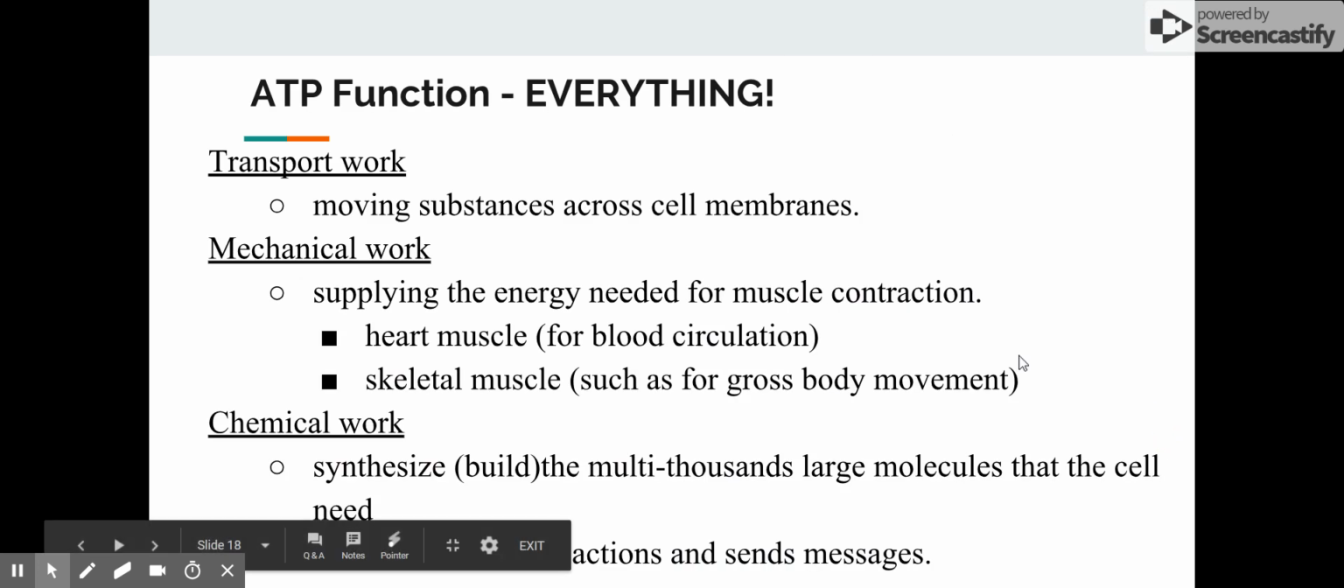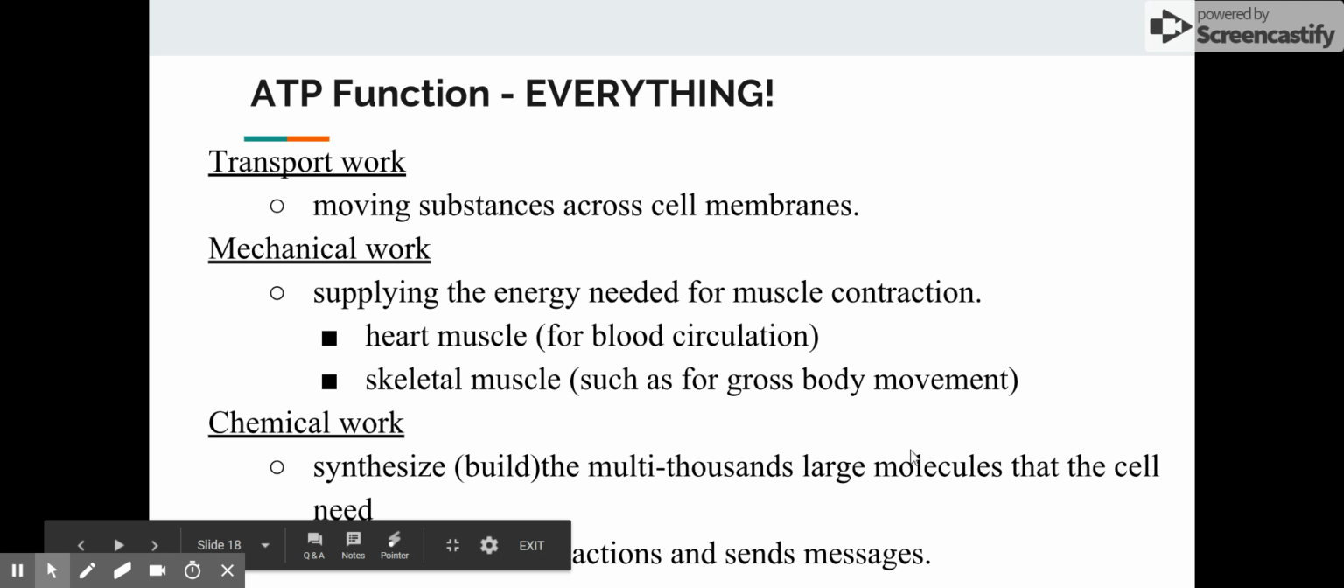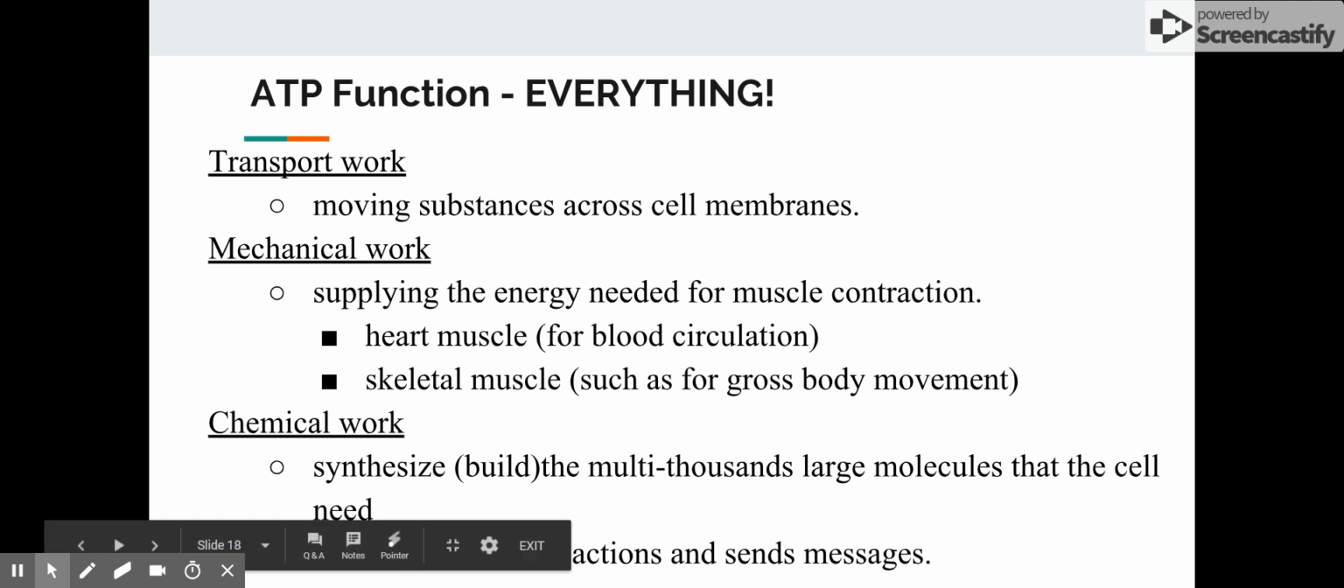So what do cells need ATP for? Pretty much everything. When you move things in and out of the cell membrane, things that require energy to do that require ATP. Muscle contraction is probably the most obvious, whether that's your heart or your skeletal muscles. And a lot of chemistry involves energy as well. So in order to get certain molecules to combine or break apart, you need to add energy, and that is supplied by ATP.